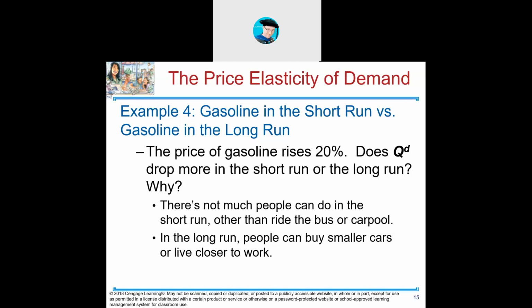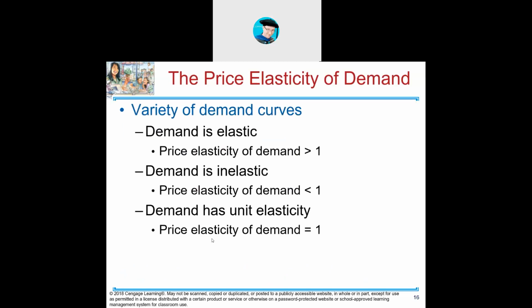In the long run, people might buy electric cars. They might move closer to work. So it depends on the long and short run. Price elasticity is always going to be higher in the long run, and the reason for that is ultimately there will be a substitute option to gasoline vehicles, right? In the long run, you could buy an electric car, walk, or live closer to work. So therefore the demand would be lower in the long run, which means price elasticity would be higher.